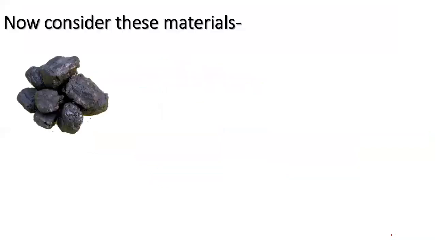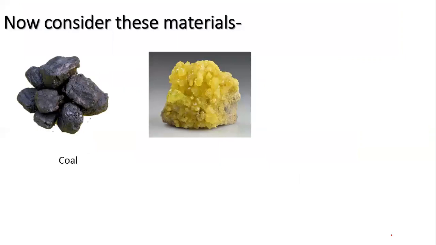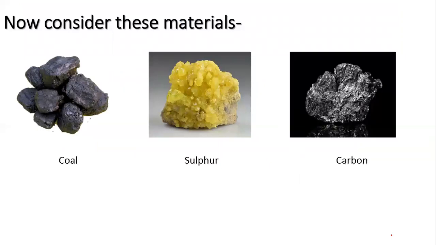Now consider these materials. This is coal, this is sulfur, and this is carbon. Just observe these figures and tell, can you think that these are shiny in appearance? Not at all. You can see how dull the appearance is. Can you say it is hard? No. You can visit a shop and look and touch these materials. You will find that they are very soft.